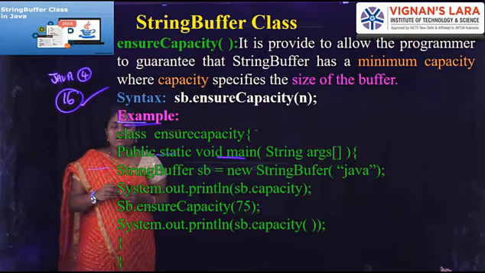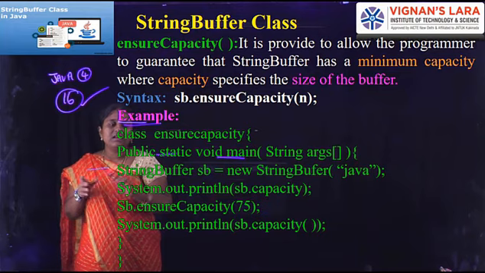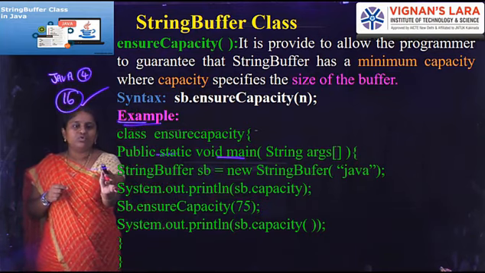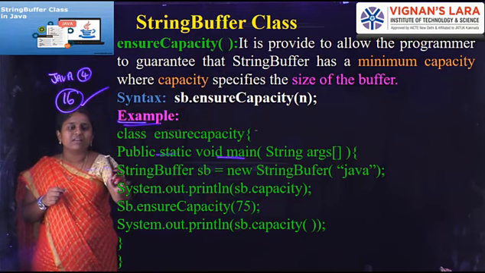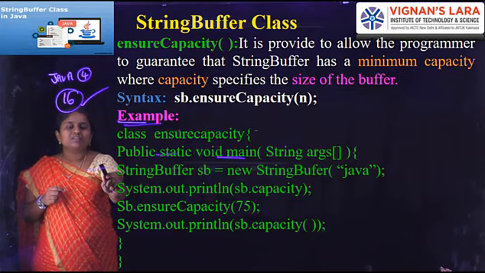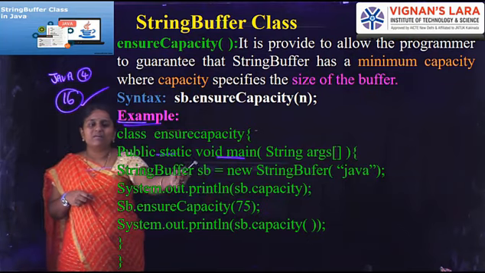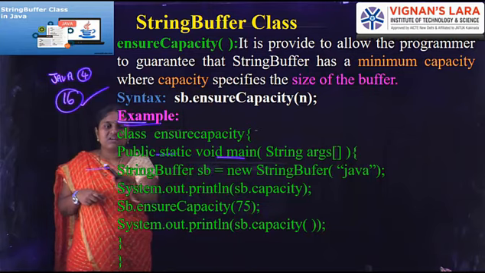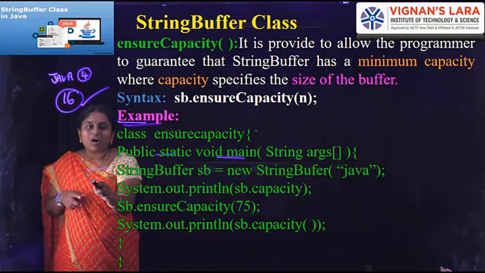Okay, observe this example. Here the class is EnsureCapacity. Next, the main method: public static void main(String[] args). Next, StringBuffer sb = new StringBuffer("Java"). I'm creating a StringBuffer object by calling the constructor that accepts a string. Here our string is Java. Next, System.out.println(sb.capacity()).